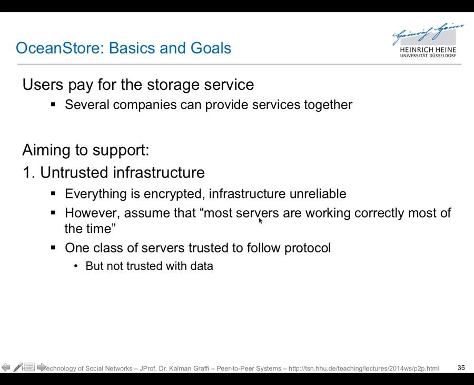They considered that most of the servers are working correctly, but not all of them. And they have a very small number of servers that are trusted to follow the protocol, but they don't get the data. So they introduced two kinds of roles: the peers, which are responsible for the storage, and a second kind of role which is in charge of deciding which modifications are valid and which are not, so in charge of access control and modification checks.